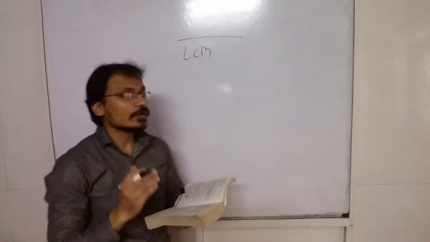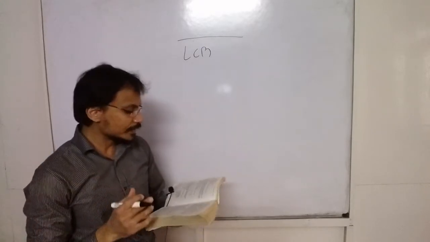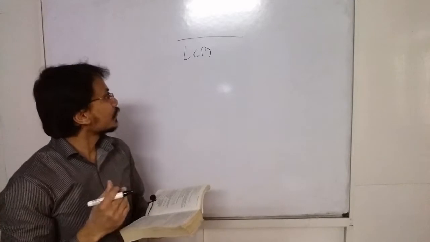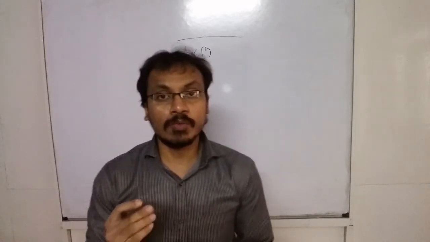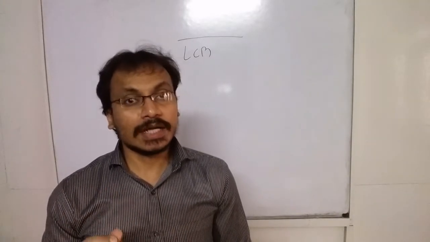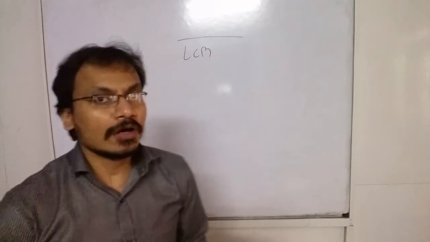LCM stands for lowest common multiple. As the name suggests, lowest common multiple. And what is it? Just start writing what is LCM. LCM of two or more numbers is the lowest number which is exactly divisible by all the given numbers.